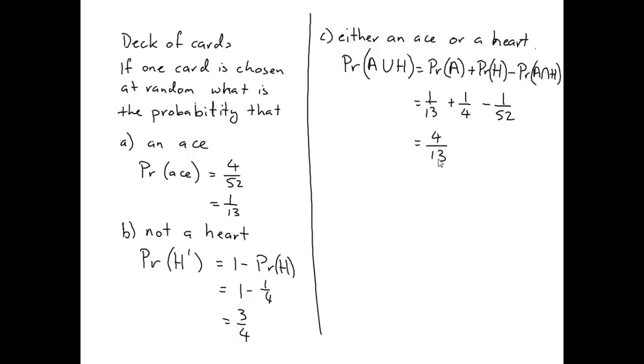So we need to think about this particular rule. The probability of A union H is the probability of A plus the probability of H minus the probability of A intersection H. That's important.